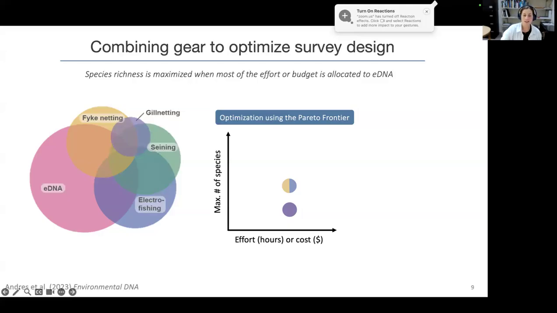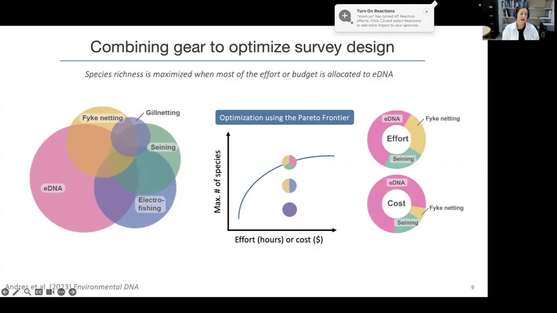However, eventually there will be some distribution of effort that would maximize the number of species we could possibly detect in this system. This optimization approach is called the Pareto frontier. Again, it's that optimal distribution of effort or cost across sampling gears to maximize the number of species we could detect. In this system, what we found is that by allocating about half of the effort to environmental DNA and the remaining half to fyke netting or seining, we can maximize the number of species we could detect.